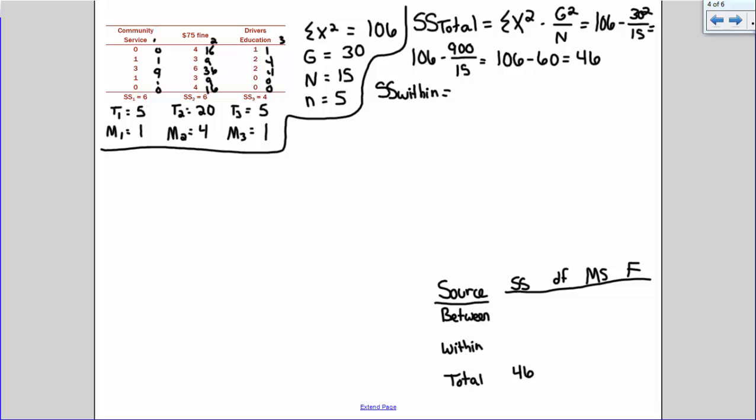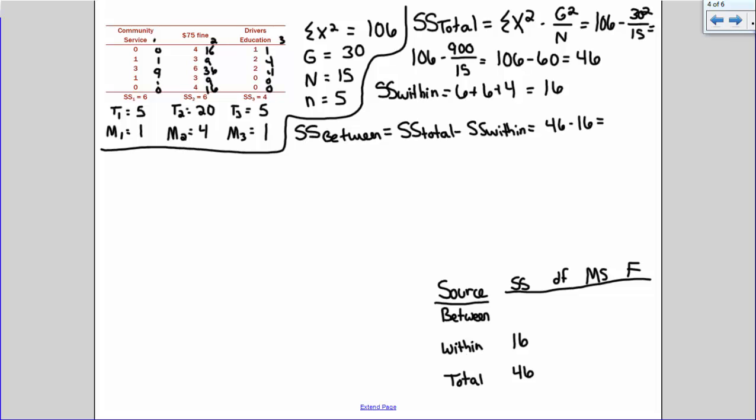Then sum of squares within. Simply add the sum of squares for each group. So we have 6 plus 4 plus 6. So that gives us 16. Plop that right in there for your sum of squares within. Then sum of squares between. Just take the sum of squares total minus the sum of squares within, and you have 46 minus 16, and you get 30. Now, if you want to test that calculation using the extended version of the formula, be my guest.